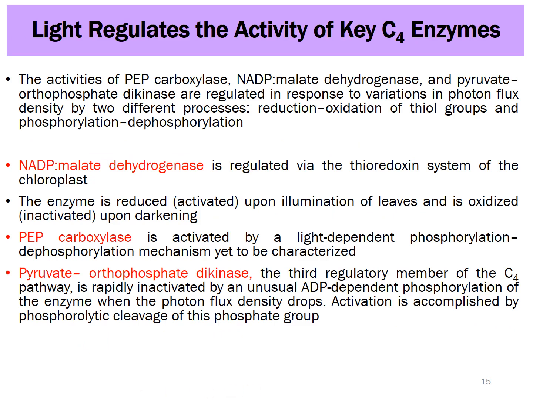Light regulates the activity of the key C4 enzymes. Light is essential for the operation of the C4 cycle because it regulates several specific enzymes. जैसा कि हमने C3 pathway में भी देखा, C2 pathway में भी देखा कि light का एक बहुत important role है enzymes की activation और deactivation के हवाले से. For example, जो activities हैं PEP carboxylase की और NADP malate dehydrogenase की और pyruvate orthophosphate dikinase की, जो कि C4 के enzymes हैं, these are regulated in response to variations in the photon flux density by two different processes. Reduction-oxidation of thiol groups के ज़रिए भी ये activate deactivate होते हैं, और phosphorylation dephosphorylation के mechanism के ज़रिए भी ये activate deactivate हो सकते हैं.